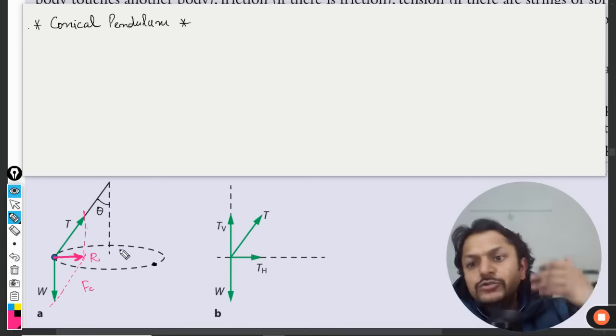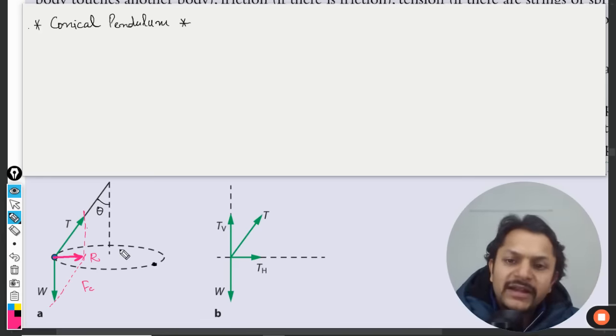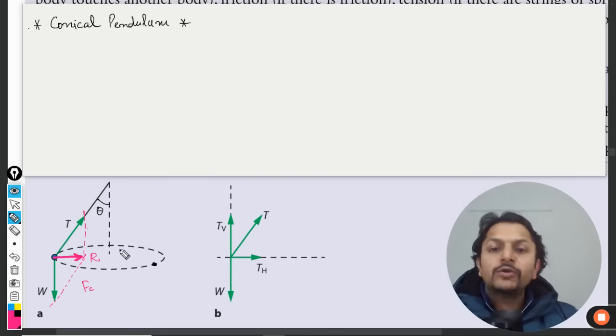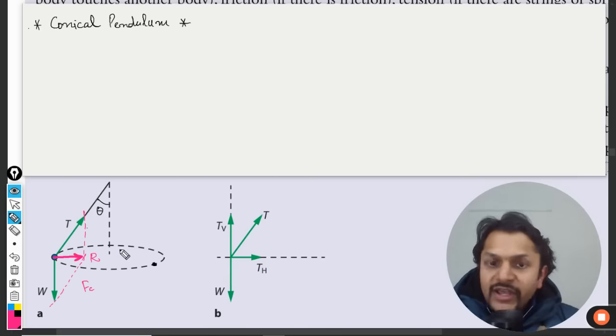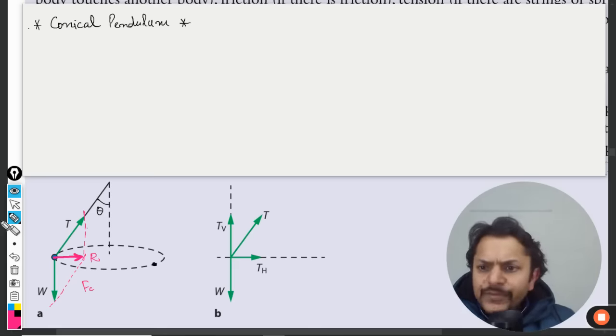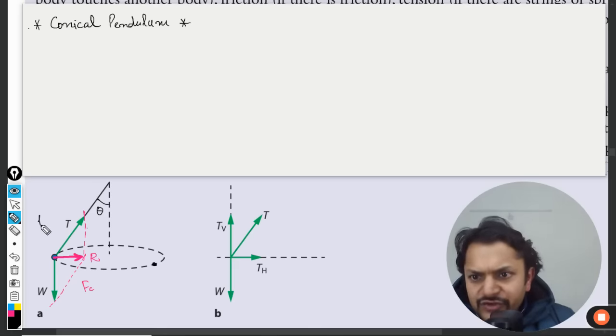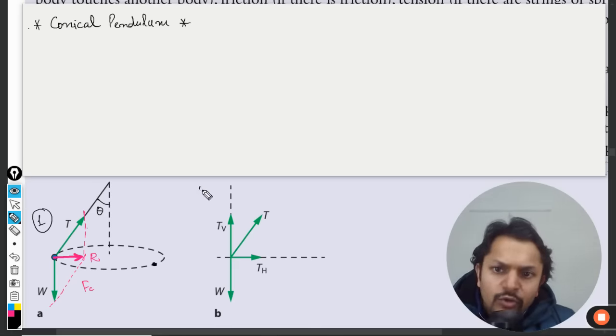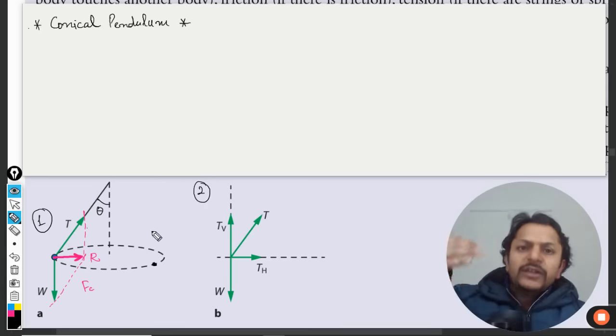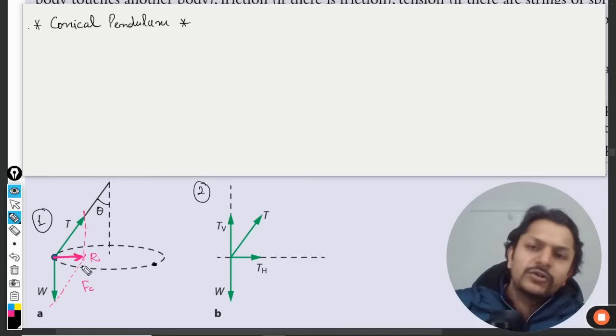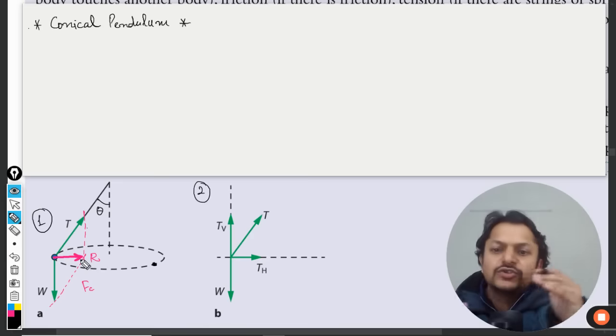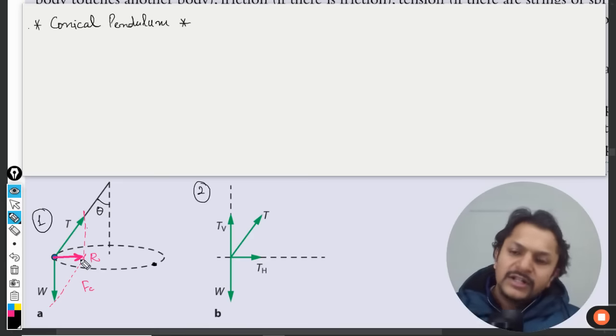Now, how to move into further mathematics, and how can we find the radius in which it is moving, and what the forces are. So this is explanation number one. Now I am moving to explanation number two. Number one means this is the first point that I wanted to tell you, that it is the resultant of these two forces which is acting like the centripetal force.